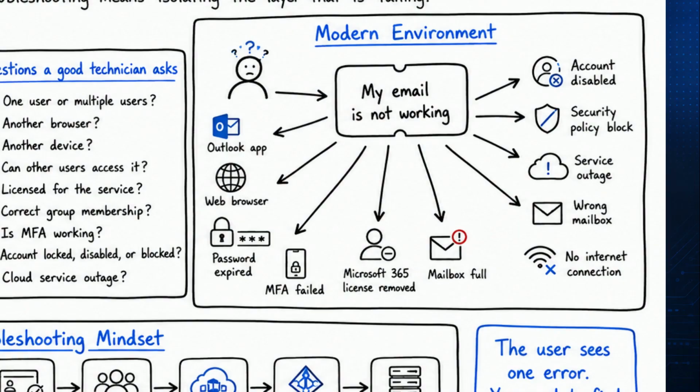The user could be blocked by security policy. The service is experiencing an outage. The user is trying to access the wrong mailbox, or the device has no internet connection. Again, this is why cloud knowledge matters. You need to ask better questions.